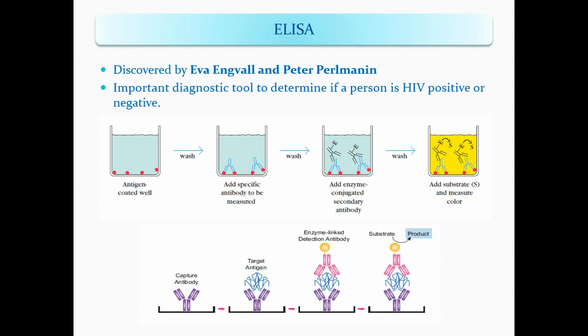First one, ELISA. ELISA means enzyme linked immunosorbent assay. It is a biochemical procedure which was discovered by Eva Engvall and Peter Perlmann in 1971. This is to detect the presence of specific antibodies or antigens in the sample of the patient, like serum or urine, etc.